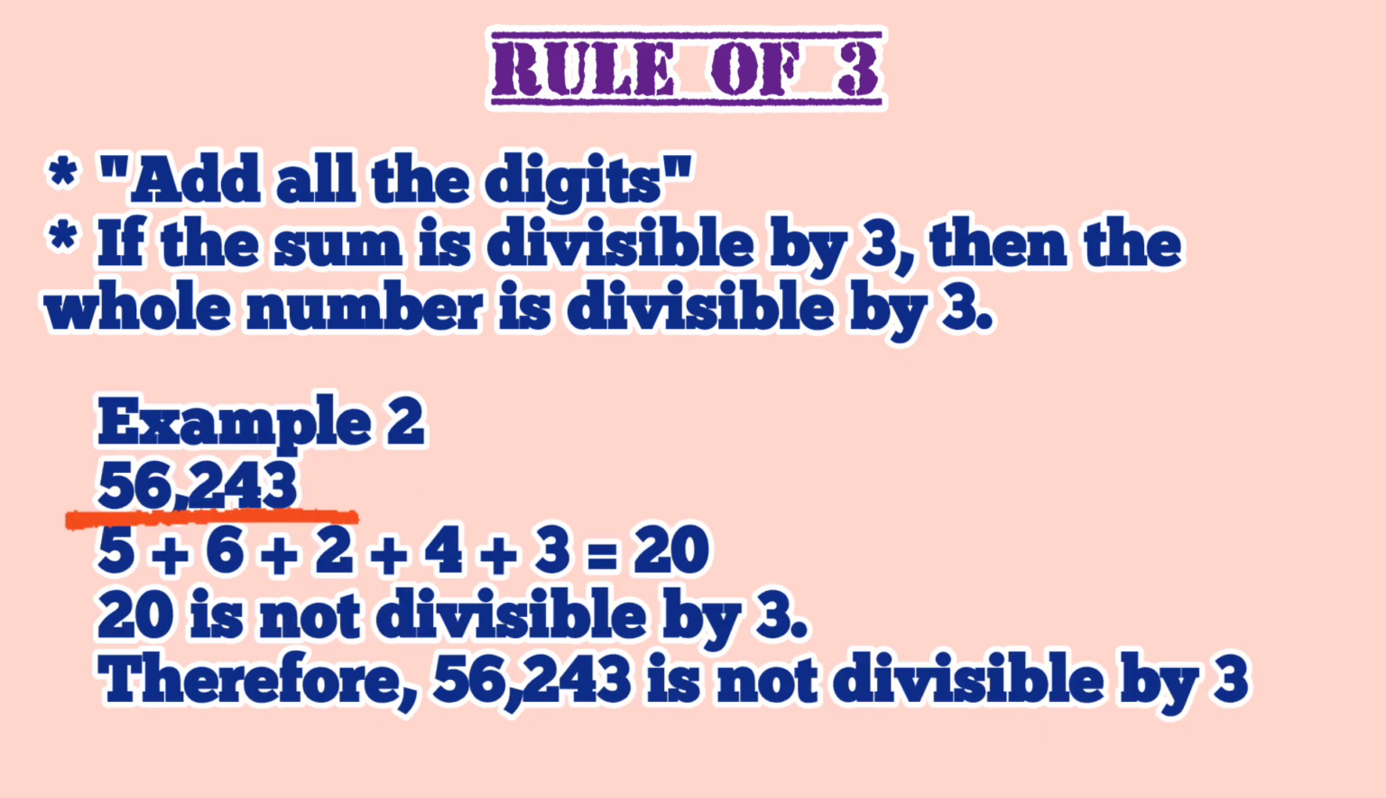Let me explain with one more example. 56,243. First add all the digits. 5 plus 6 plus 2 plus 4 plus 3. The total is 20. Since 20 is not divisible by 3, the whole number 56,243 is also not divisible by 3. You never need a long division for this.